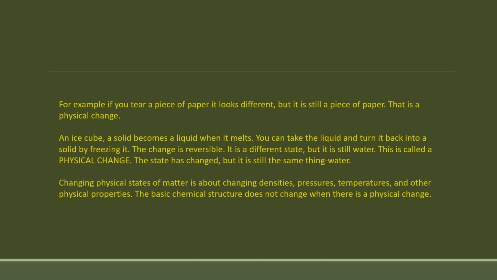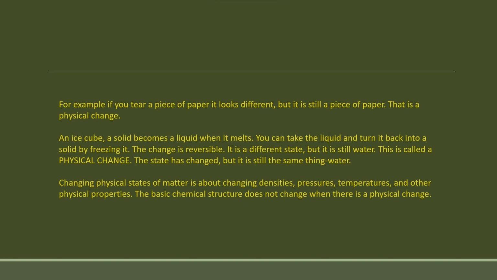An ice cube, a solid, becomes a liquid when it melts. You can take the liquid and turn it back into a solid by freezing it. The change is reversible. It is a different state, but it is still water. This is called a physical change. The state has changed, but it is still the same thing, water.